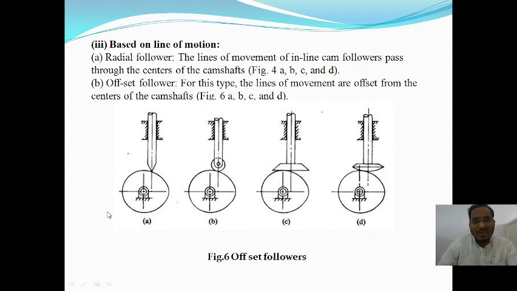You can see these are four different profiles. Here in the different profiles, the axis of cam and axis of follower are at different points. It is a knife edge follower, a roller follower, a flat surface follower, and a spherical follower. Okay, these four types are all offset followers.